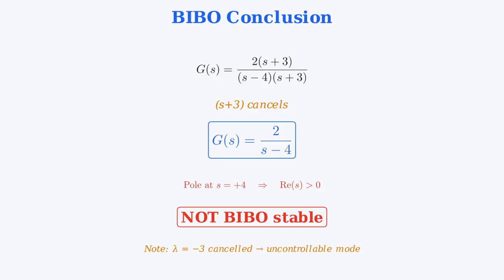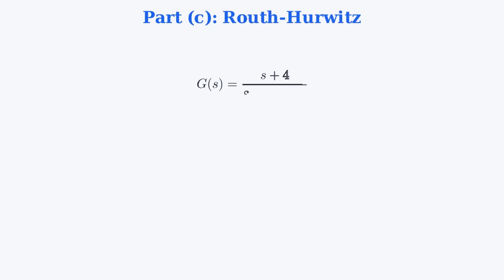Side note, the cancellation tells us something deeper. The eigenvalue -3 appeared in A but not in the transfer function. That mode is called an uncontrollable mode. The input B cannot reach it. The transfer function only sees the part of the dynamics that is both reachable from the input and observable at the output. Part C. Apply the Routh-Hurwitz criterion to a new transfer function.